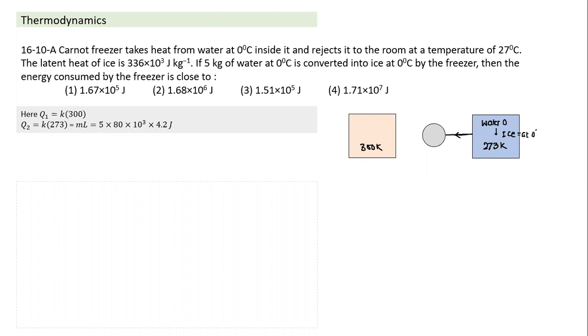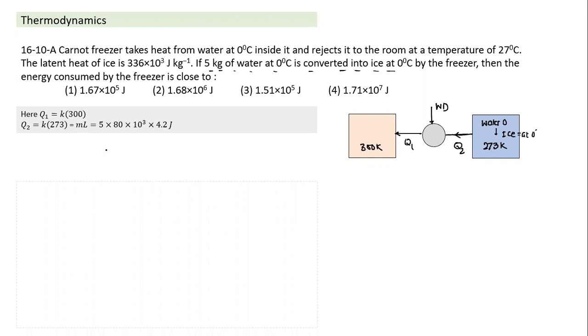So it removes heat. The latent heat of ice is given, if 5 kg of water at 0 degrees is converted into ice at 0 degree by the freezer. So indirectly, this entire sentence, what does it tell you? This entire part of the sentence tells me the value of Q2. I can find the value of Q2 from here. And all the temperatures are there. Once I find the value of Q2, and since the temperatures are known, I can find out the corresponding work done. I can also find out how much heat it will throw away to the surrounding air.